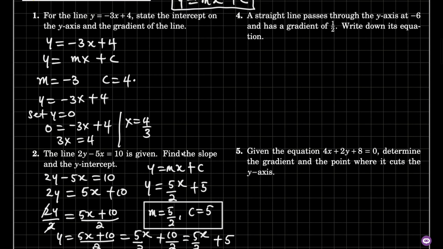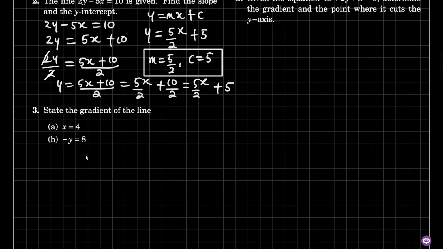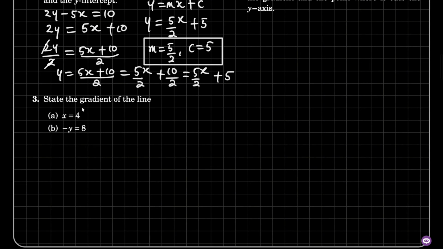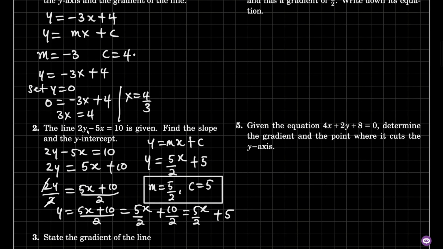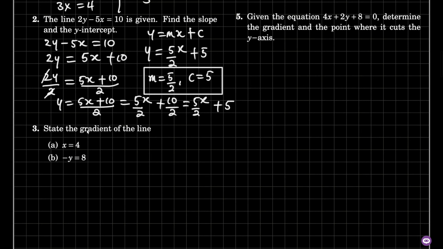Now we have another question, and that is here. It says that you should state the gradient of the line x equals 4, and the second equation is minus y is equal to 8. If you compare the equations that we have here in question 3 to the ones that we've previously had, we're going to see that there is a slight difference between the two. Though our comparison is with the standard equation, y equals mx plus c, let's try to see if we can do that for x is equal to 4.